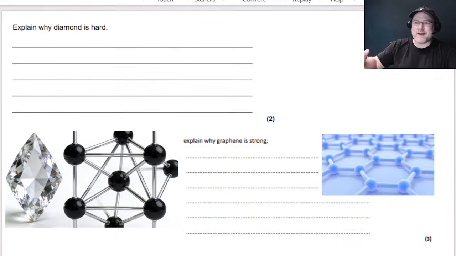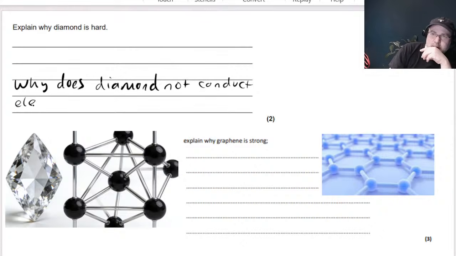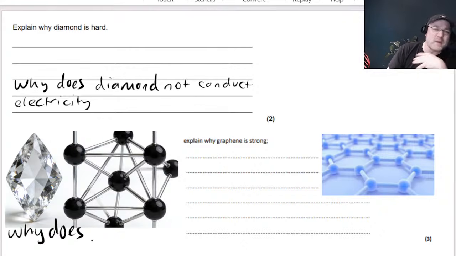Hey, look, I hit you with a diamond. Why is diamond hard and why is graphene strong? But we can add to diamond. We'll add some other explanations. We're going to do why is diamond hard, and then I'm going to put everything about diamond so we can get it. Why is diamond hard? Why does diamond not conduct electricity? You need to know that as well. And then I'm going to add in one down here. And all of these could be 3 or 4 markers. Okay, they could all be 3 marks or 4 marks.